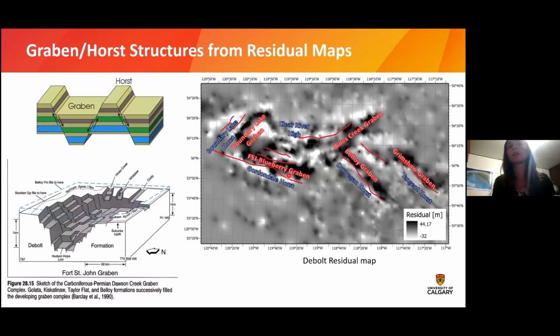We could also identify some of the horst and graben structures, and that's it. I just labeled that according to the literature example, so we could see how nicely this overlaps, and it gives us an idea of what this Dawson Creek Graben complex looks like.